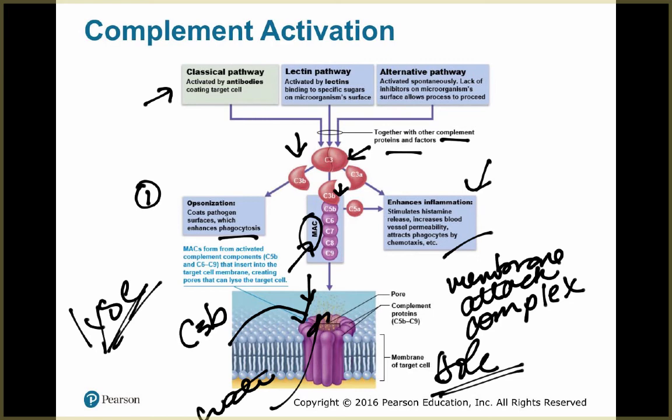So there's three things, right? C3b is important not just in making MAC, but also for opsonization. And C3a is important in enhancing inflammation and attracting, by chemotaxis, neutrophils and macrophages to the area, right? So this is complement activation.